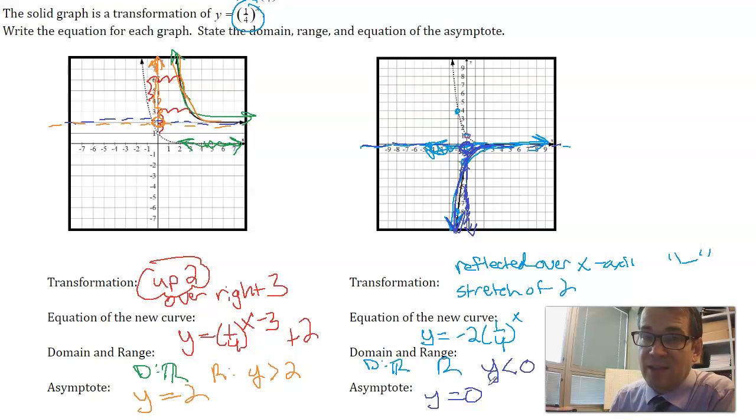If it seems like it's a scattered mess today, I do want you to think really hard about all the other work we did with domain and range and transformations, and we're just applying that to a new function, and hopefully it'll start to click and make sense. Good luck.